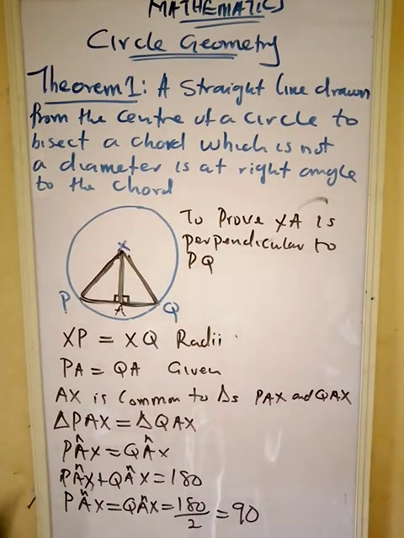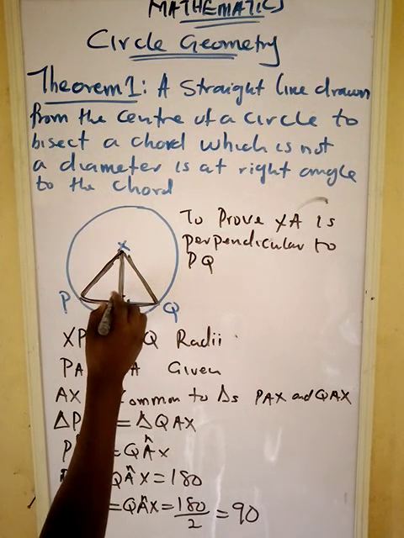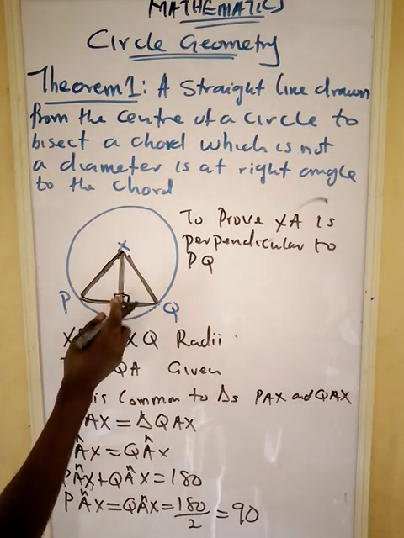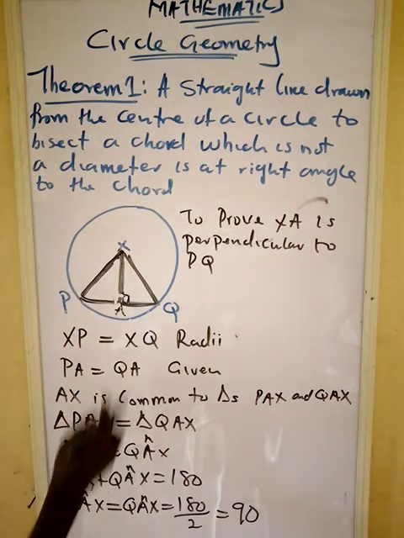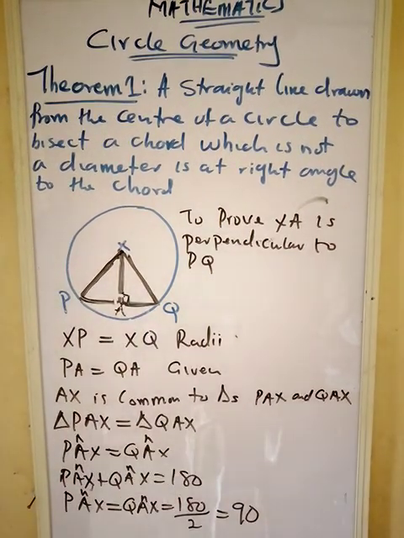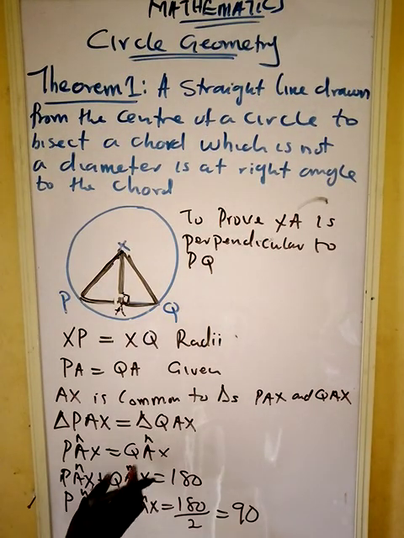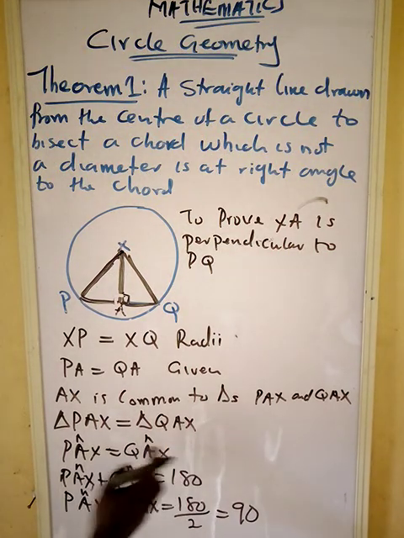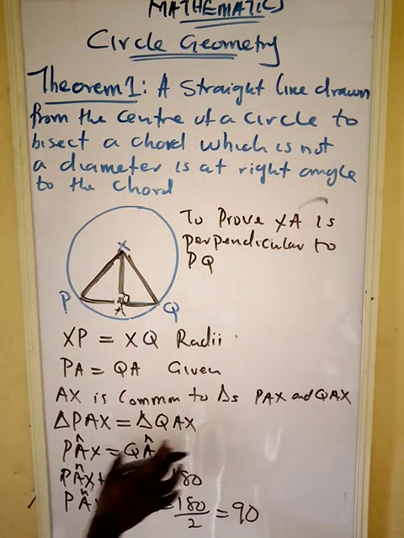At the same time, this is our 90 degrees here at A. Angle PAX is equal to what? QAX. Now when you bring this back, if you add this together, what will it give us? Because if this is equal to this, then they assume the same value. If this is 20, this also is 20. If this is 90, this is 90.